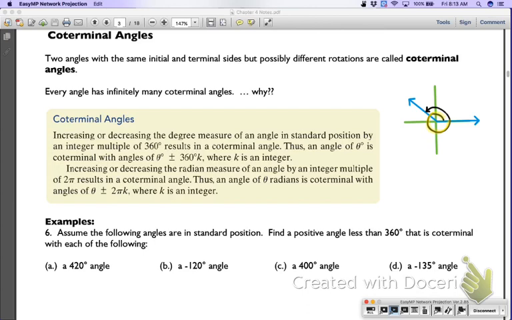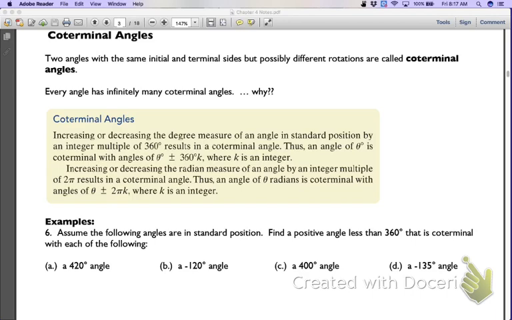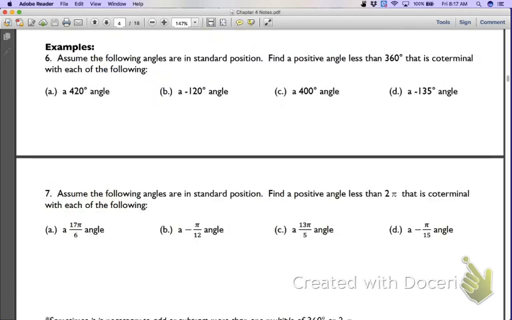360 degrees. So, like if we have 420, that's above 360. So all I'm going to do is take 420 degrees, and I'm going to subtract 360 degrees. I'm going to basically subtract one full rotation is all I'm going to do. Subtract one full rotation, end up with 60 degrees. So a 420 degree rotation is going to end at the same spot as a 60 degree rotation.